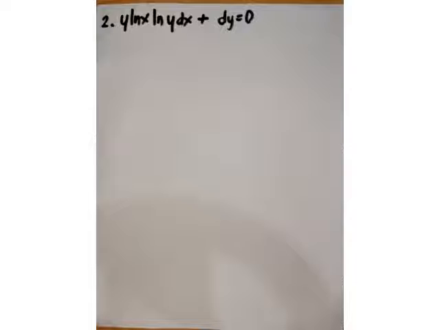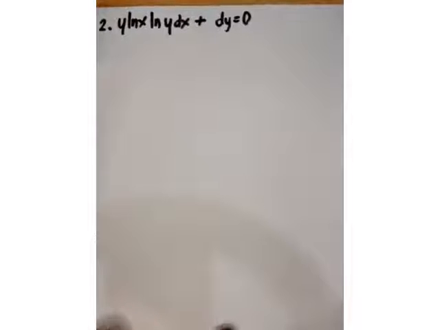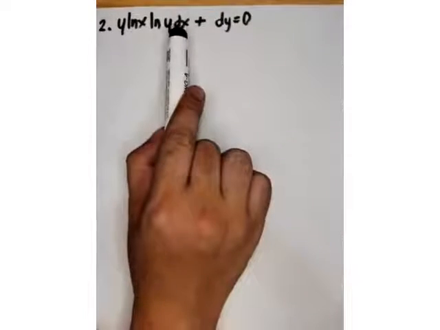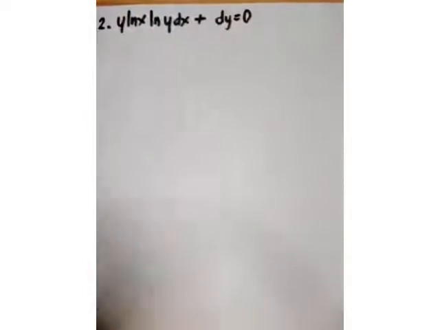Ayan. So, y ln of x times ln of x, ln of y dx plus dy is equal to 0. So, find the general solution. Okay. Question, is that a separable equation? Can we really separate x and y's dito, considering also their derivatives, dx and dy? Ayan, parang pwede naman, no?